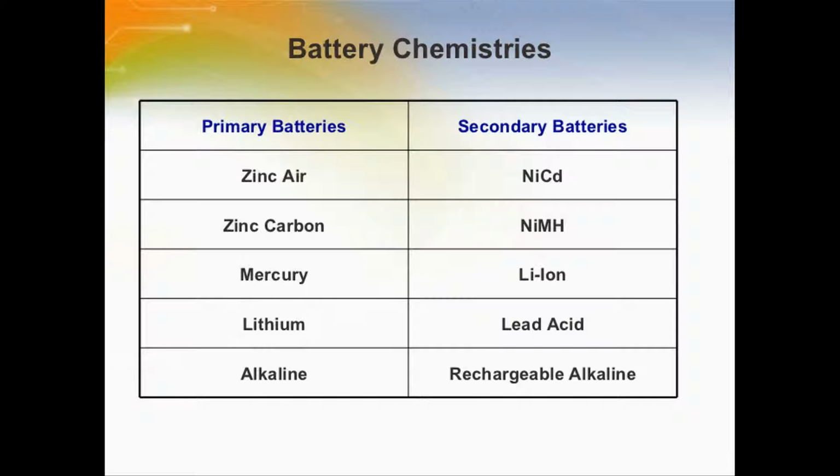Common types of disposable batteries include zinc air, zinc carbon, lithium, alkaline, etc. And cells of secondary batteries include nickel-cadmium, nickel-metal hydride, lithium-ion, lead acid, etc.